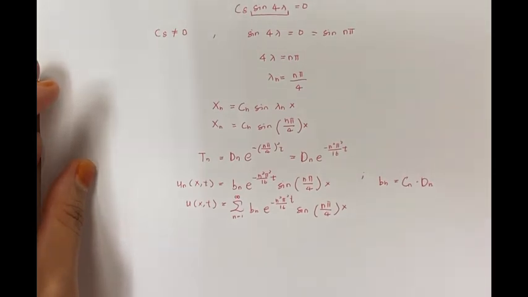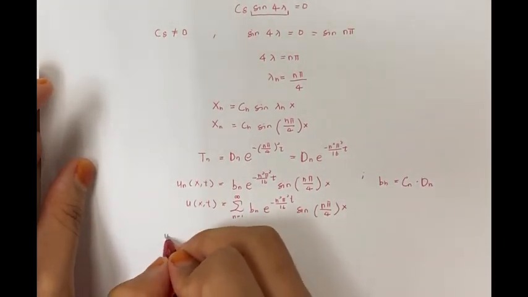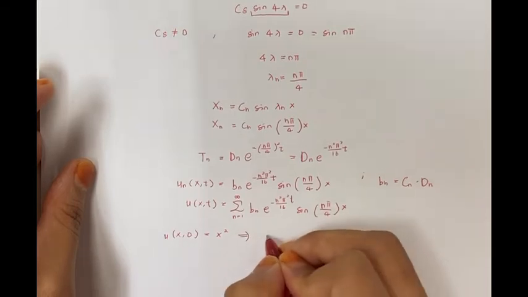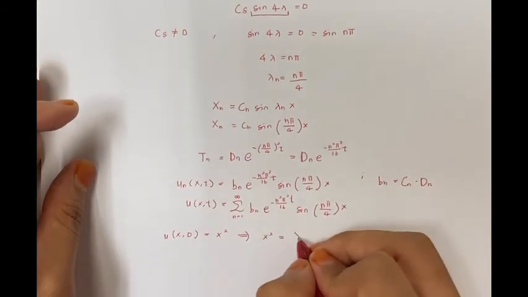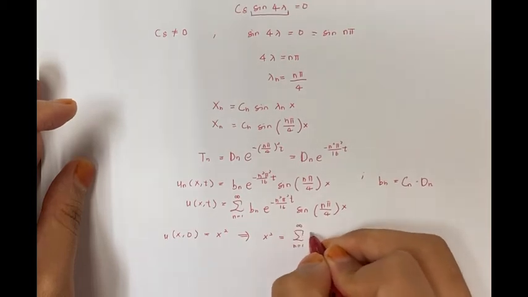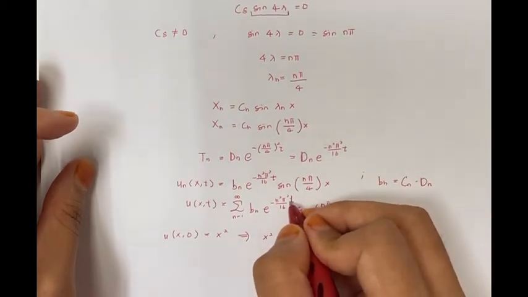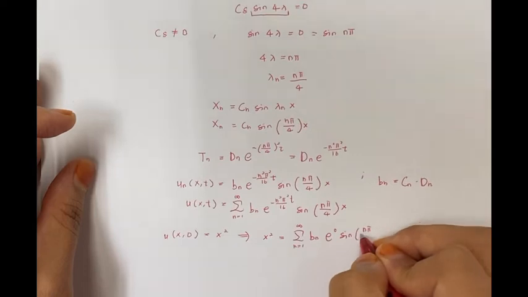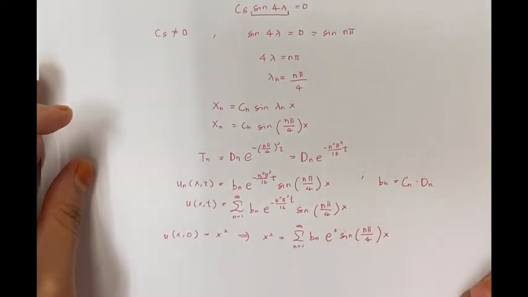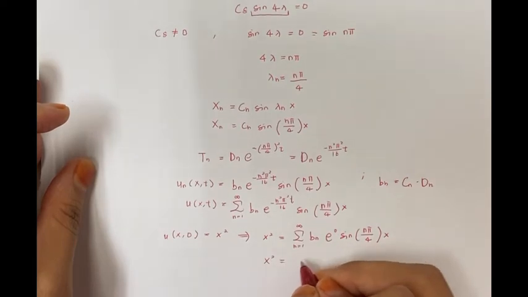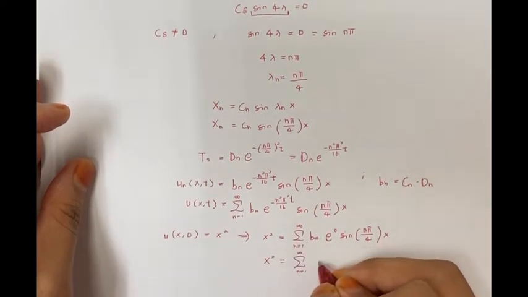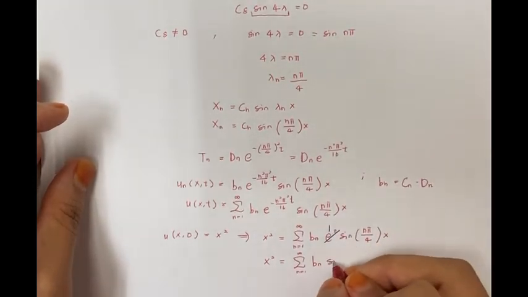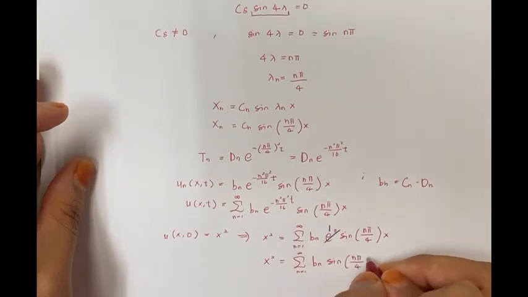Now you can substitute the initial conditions. For the initial condition, you have u(x,0) equal to x². So x² equals the summation from n equals 1 to infinity of Bn, and substituting t with 0, you have exponent 0, which is equal to 1, times sin(nπx/4).